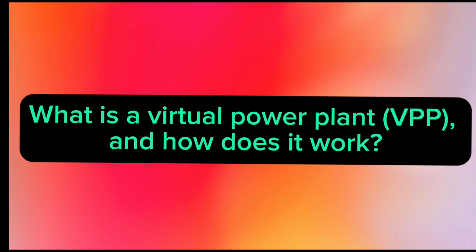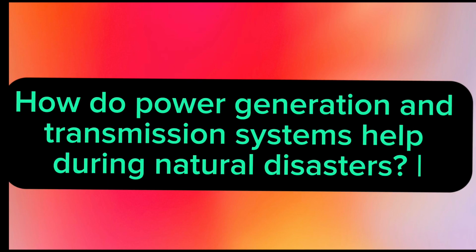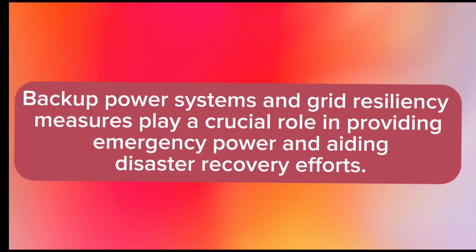What is a virtual power plant (VPP), and how does it work? A VPP connects multiple distributed energy sources and storage systems, optimizing their use and providing grid support. How do power generation and transmission systems help during natural disasters? Backup power systems and grid resiliency measures play a crucial role in providing emergency power and aiding disaster recovery efforts.